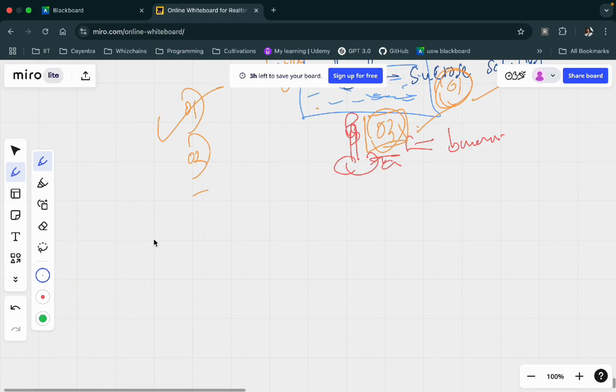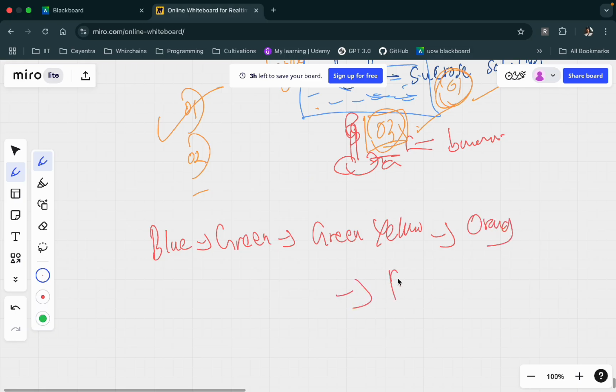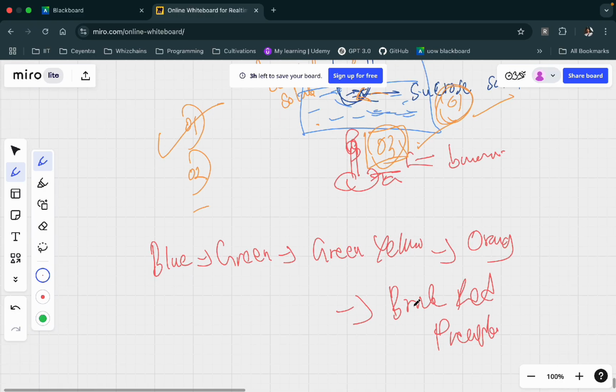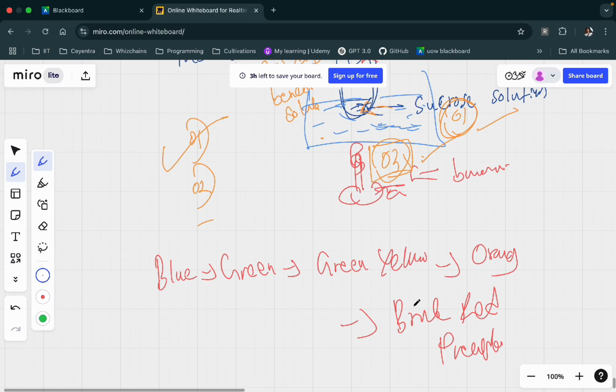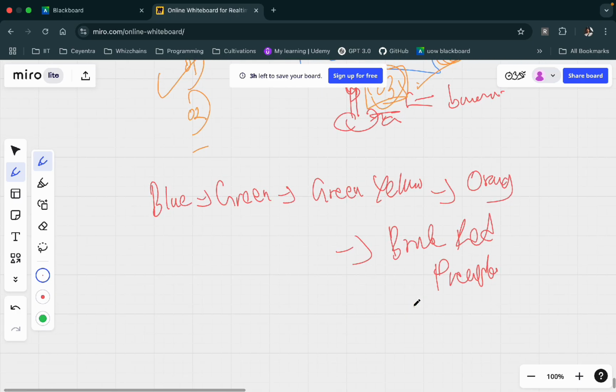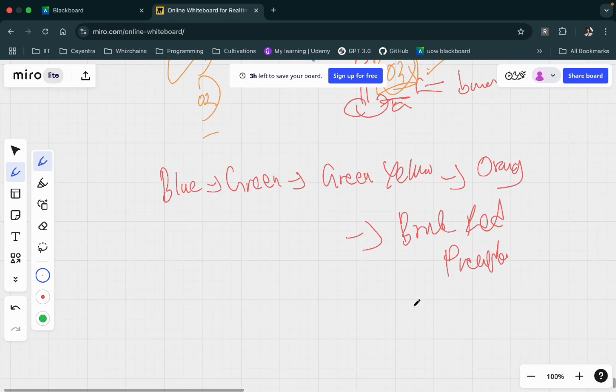What's the color change? It is blue, green, then green yellow, then orange, and finally brick red precipitate. Brick red precipitate. Okay, so these are the three tests that you need to know to identify carbohydrates. You may get any test from these three tests for carbohydrates.